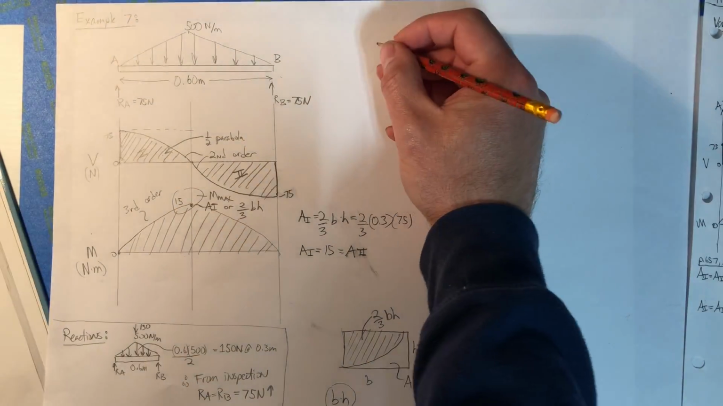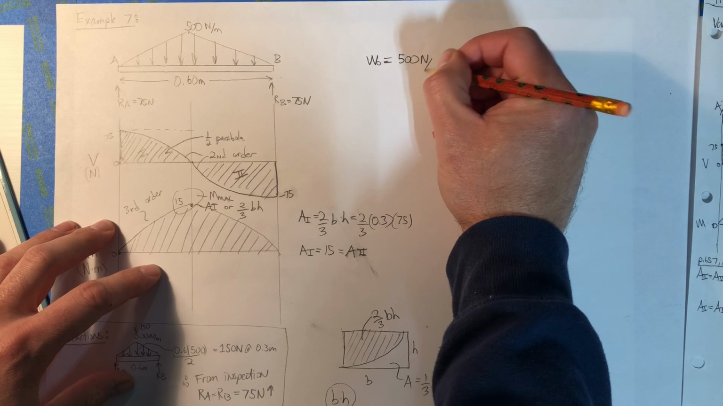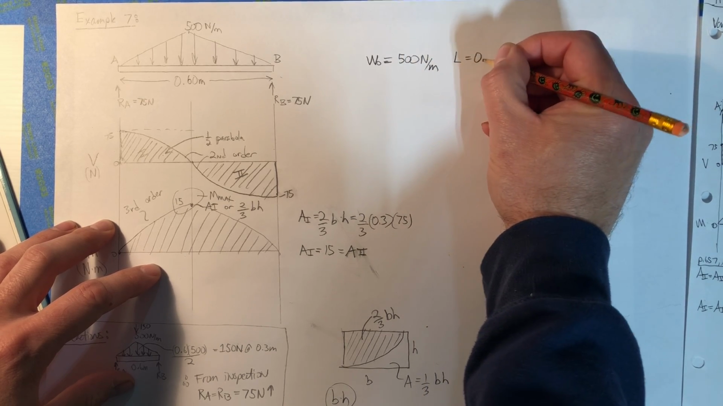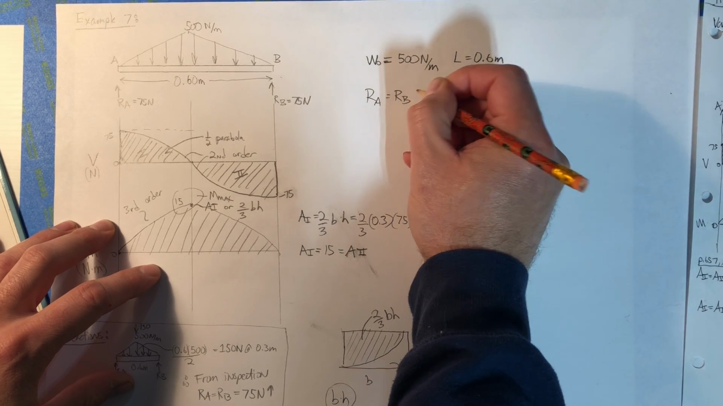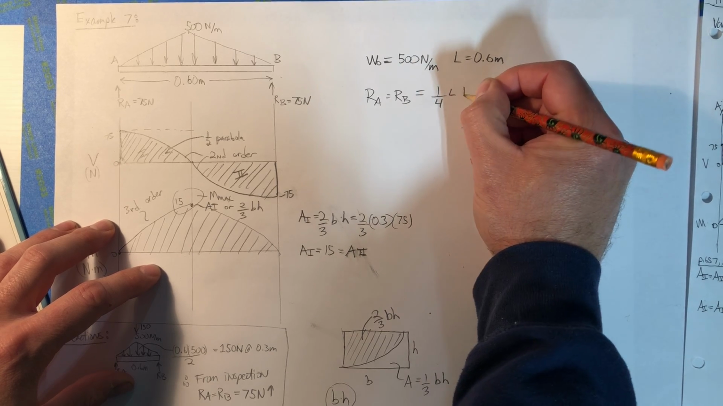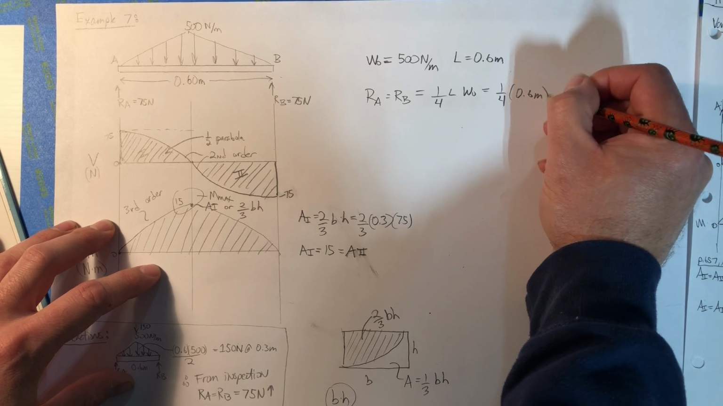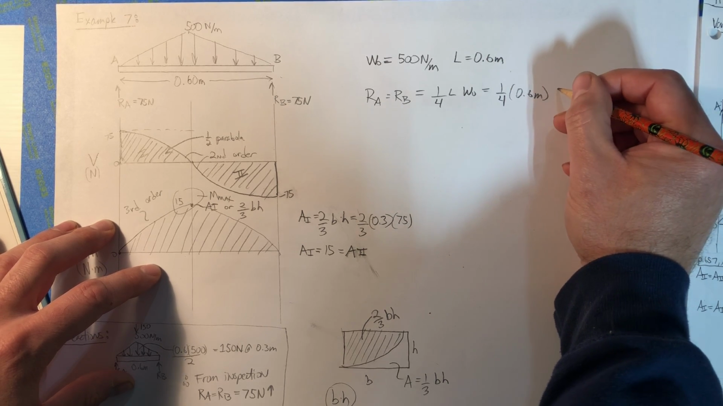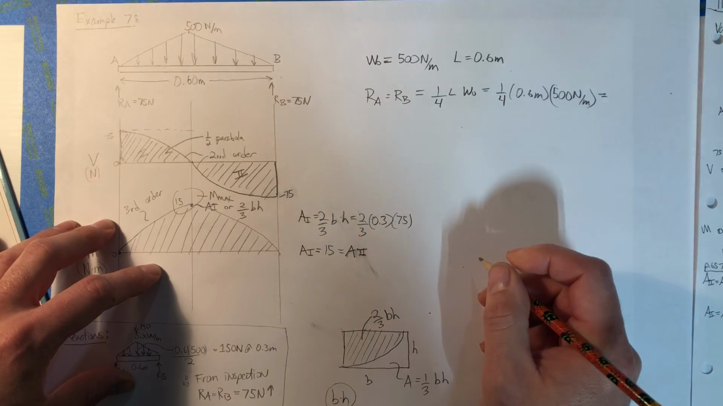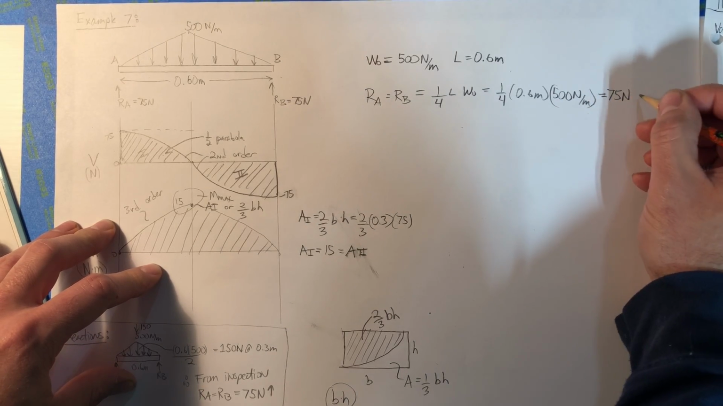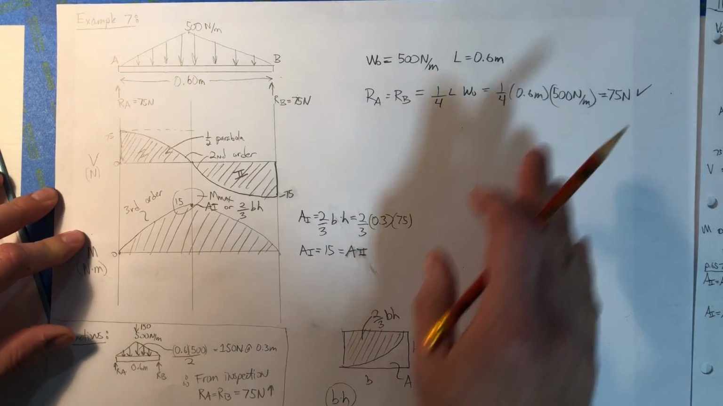So here, in this problem, W0 is equal to what? 500 newtons per meter. L is equal to 0.6 meters. We said that RA is equal to RB, and that's simply equal to 1/4 L times W0, which is going to be 1/4 times 0.6 meters times the 500 newtons per meter. Here we get a value of 75 newtons, okay? So that checks out, right? That gives us what we did traditionally, and we saw from inspection, it gives us the same thing.